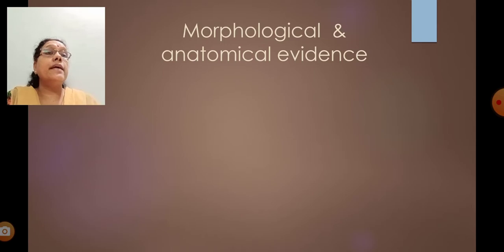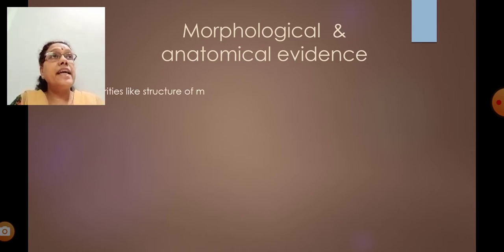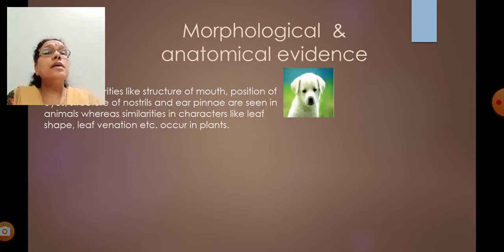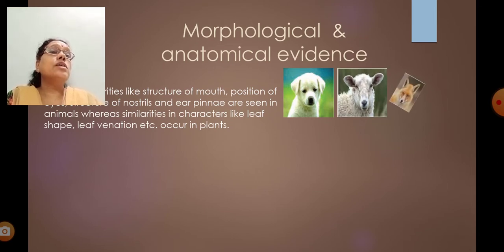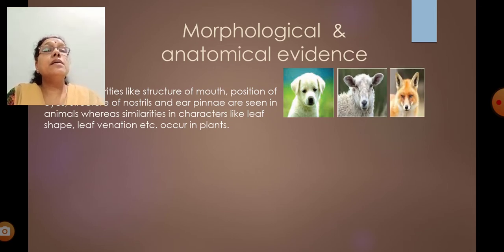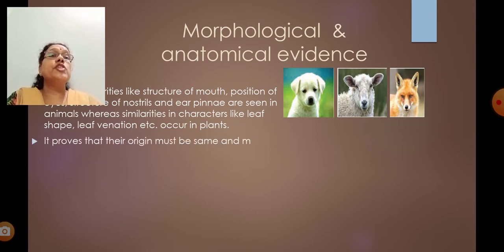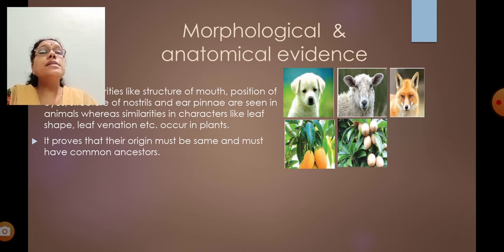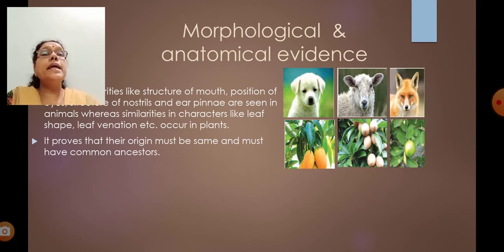Morphological and anatomical evidences. They have to give the evidence or the proof for the theory. So first, morphological evidences. Here you can observe different animals: dog, sheep and wolf. Similarities like the structure of the mouth, the position of the ears, the nostrils and the ear pinna are seen in the animals, whereas similarities in characters like leaf shape, leaf finish, etc. occur in plants. It proves that their origin must be the same and they must have common ancestors. That is the proof that the origin will be the same.